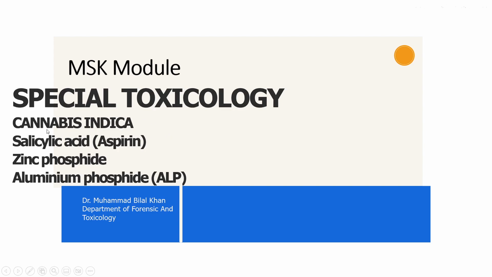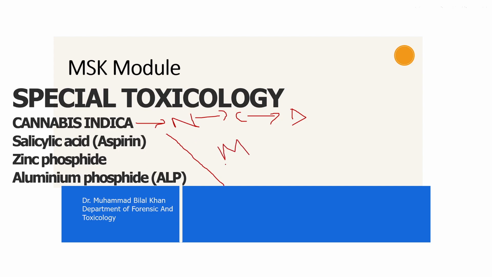Today we are going to discuss four important topics: cannabis indica, salicylic acid or aspirin, zinc phosphide, and aluminum phosphide. Do remember, cannabis indica belongs to neurotoxins or neurotics, and further the neurotics belong to the cerebral, and after that it belongs to the deliriant. Do remember this.